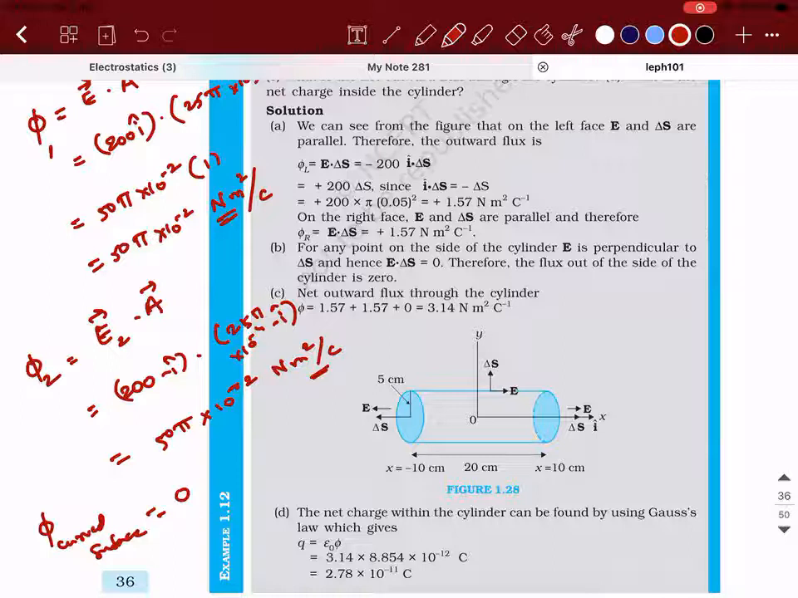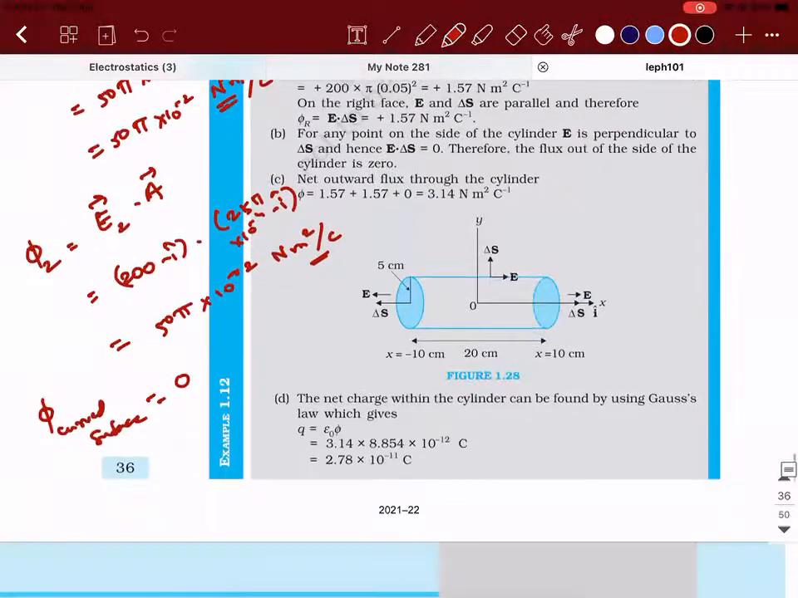So what is going to be the net outward flux? What is the total flux through the surface? Add it algebraically. So it is 100 pi into 10 power minus 2. So 100 and 10 power minus 2 will get cancelled. Answer is pi. So answer is 3.14. Correct? So 3.14 Newton meter square per coulomb is going to be the net flux through this particular surface.